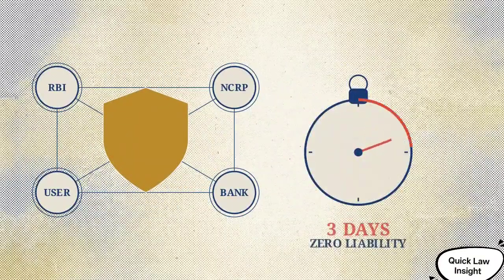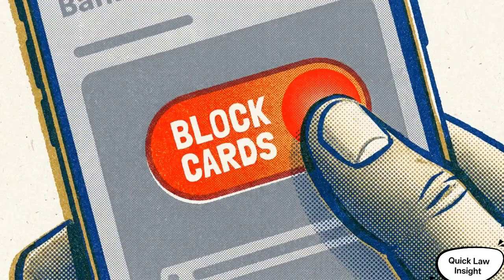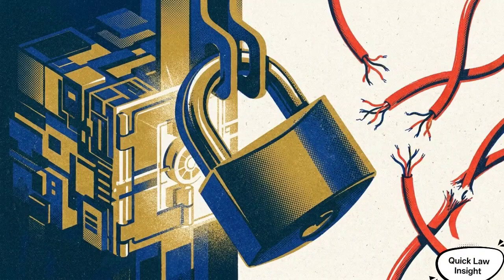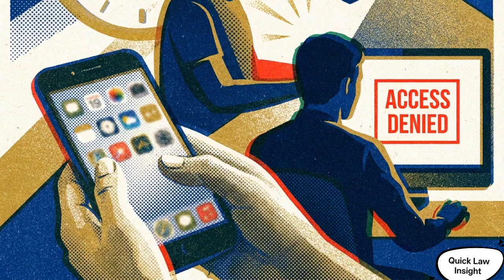Let's start the clock. Step 1 is immediate triage. Open your banking app to block your debit and credit cards. Then change your UPI PIN and update your banking passwords. This initiates a complete lockdown. It severs the fraudsters' access to your accounts and ensures they cannot execute secondary attacks while you work on recovering the initial loss.